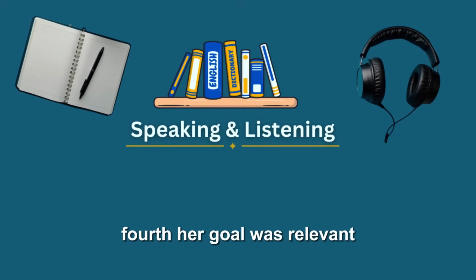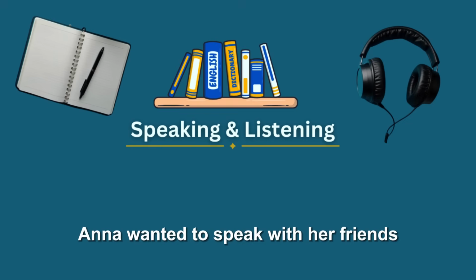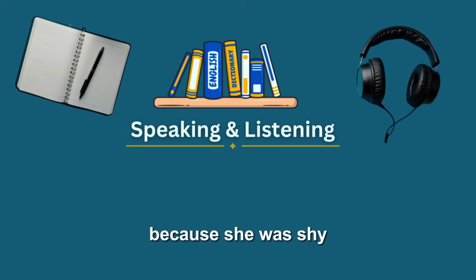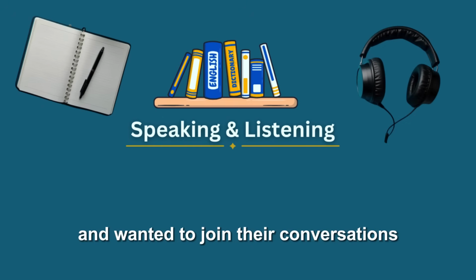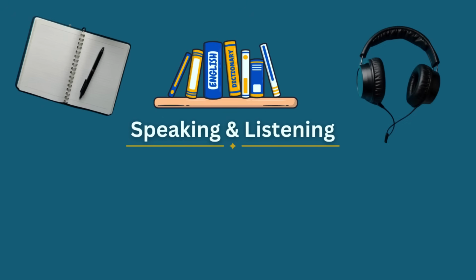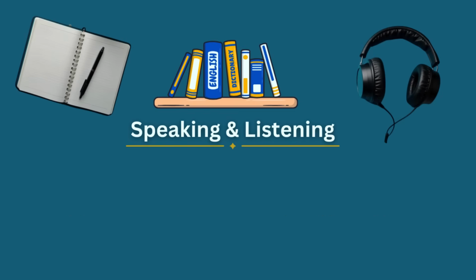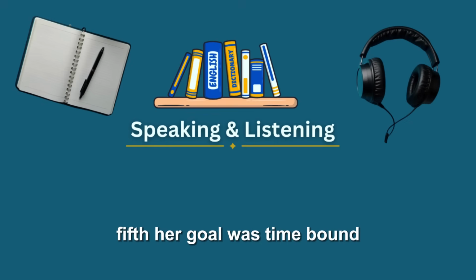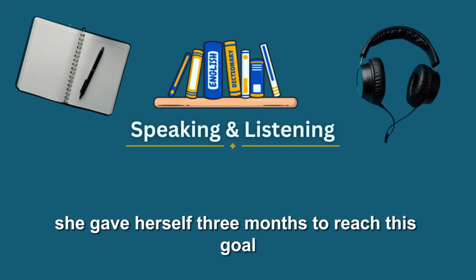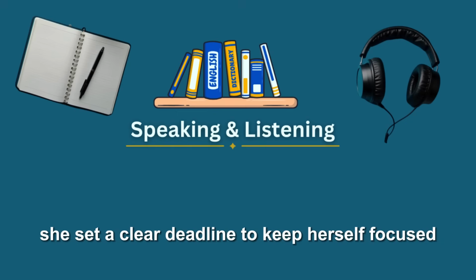Fourth, her goal was relevant. Anna wanted to speak with her friends because she was shy and wanted to join their conversations. This goal was important to her life and her happiness. Fifth, her goal was time-bound. She gave herself 3 months to reach this goal. She set a clear deadline to keep herself focused.